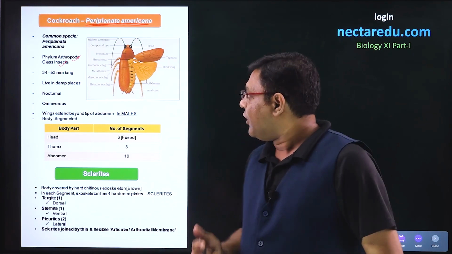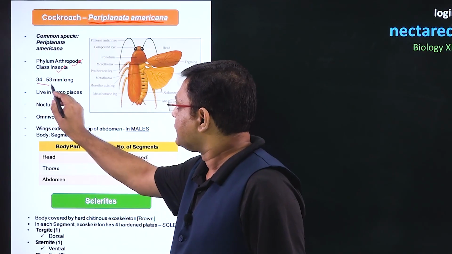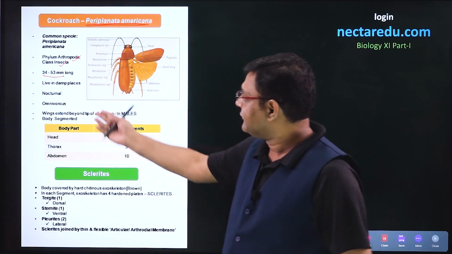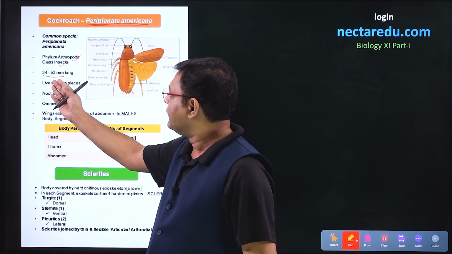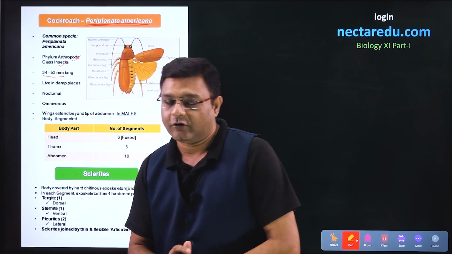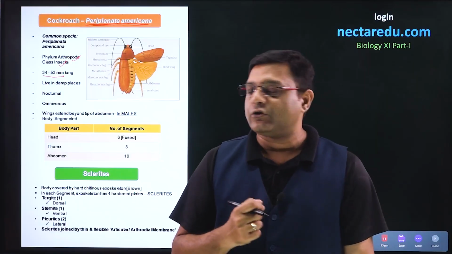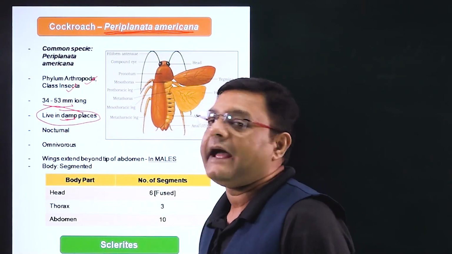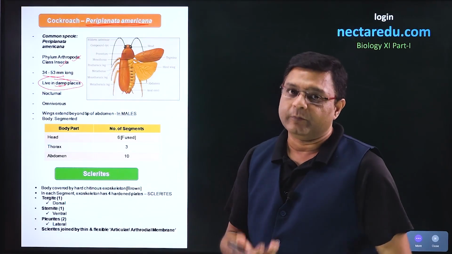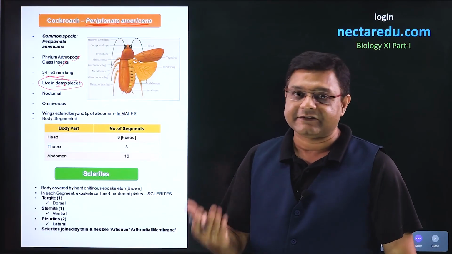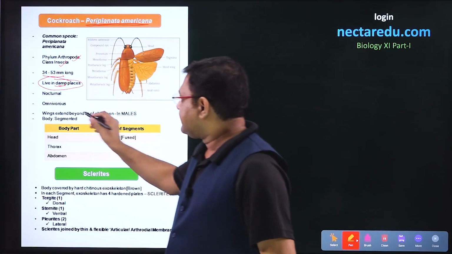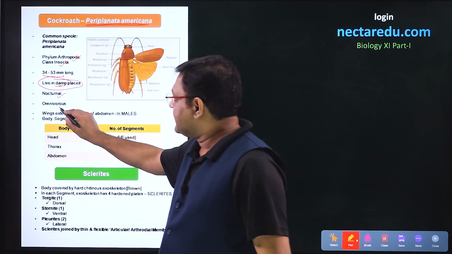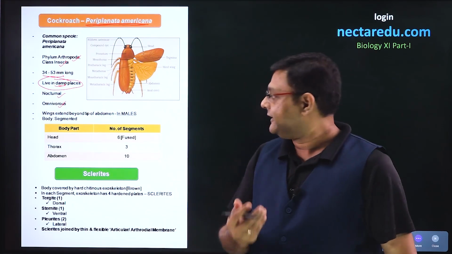Talking of the length of cockroach, it is 34 to 53 millimeter long. If we convert it into centimeters, we can say that it will be 3.4 to 5.3 centimeters long. Now, talking of the habitat of cockroaches, these like to live in damp places, the places which have high humidity. Examples, sewers, kitchen pipes, etc. These animals are nocturnal, that is, they come out at night. These animals are omnivorous, they eat everything.